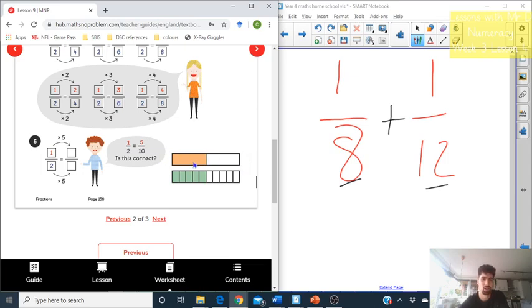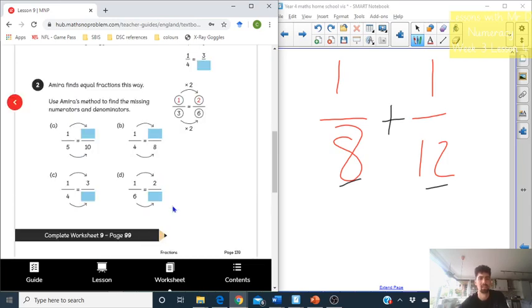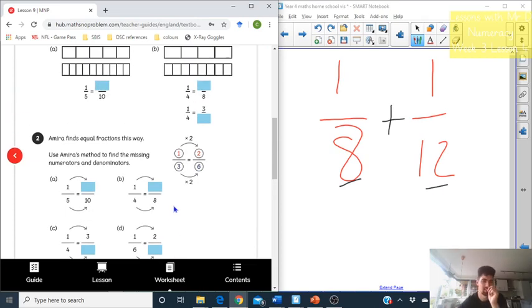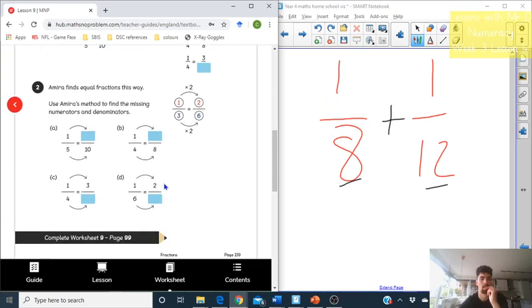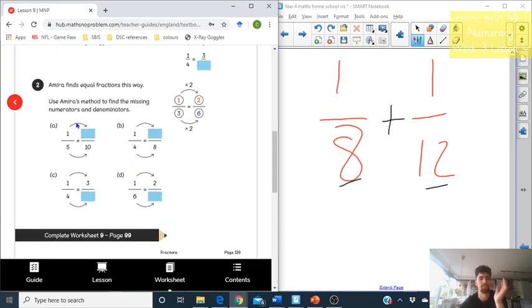Here's a half. Here's my whole. It's been split into 2. Here's my whole. It's been split into 10. 5 parts of those 10 are the same as the whole. Get it? Hopefully. We can have a little practice of these. Remember, whatever you do to the numerator, you've got to do the denominator and vice versa.